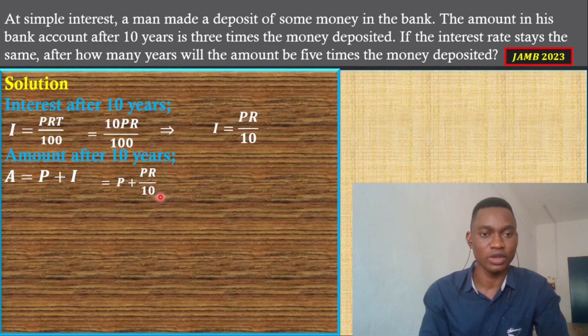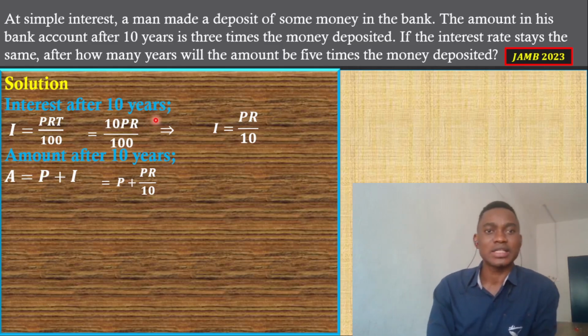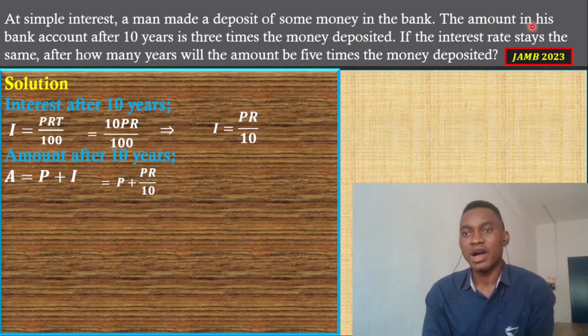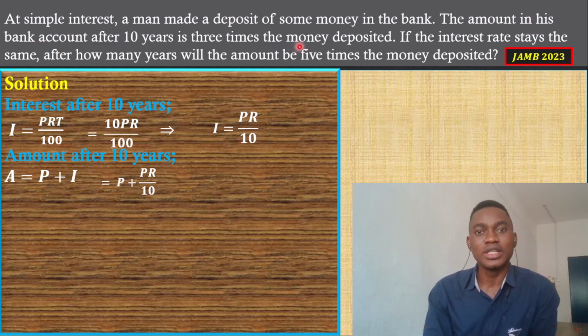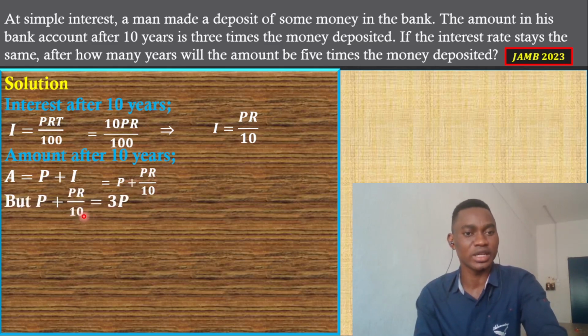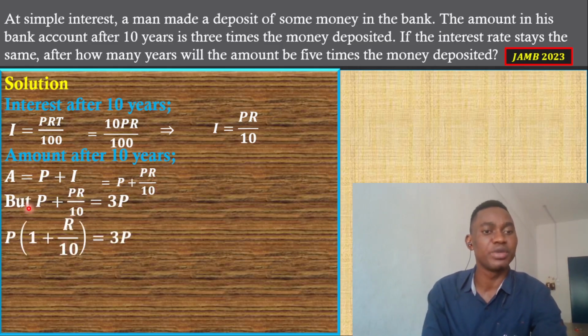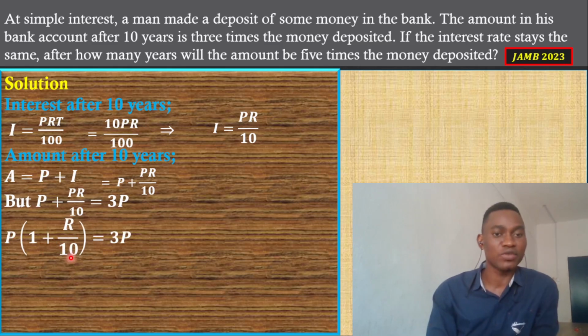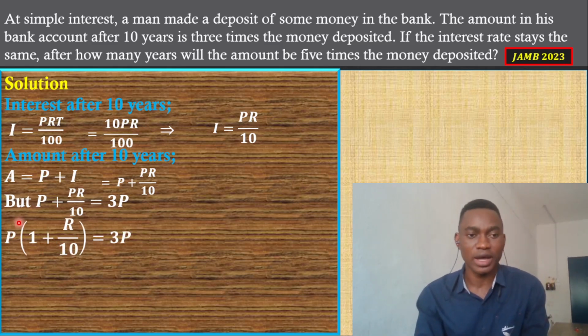Don't forget that our interest is PR over 10. But we are told that after these 10 years, the amount in his bank account is three times the money deposited. That means this amount, P plus PR over 10, is 3P. So we factor P out, then we have P into 1 plus R over 10 equal to 3P. And as you know, we cancel this P at the left hand side with this P at the right hand side.